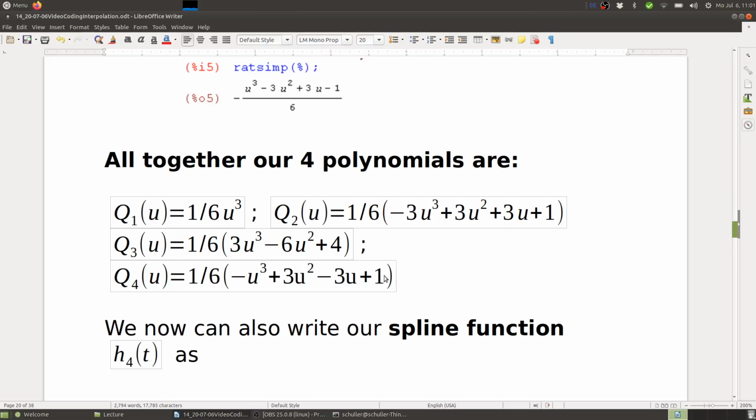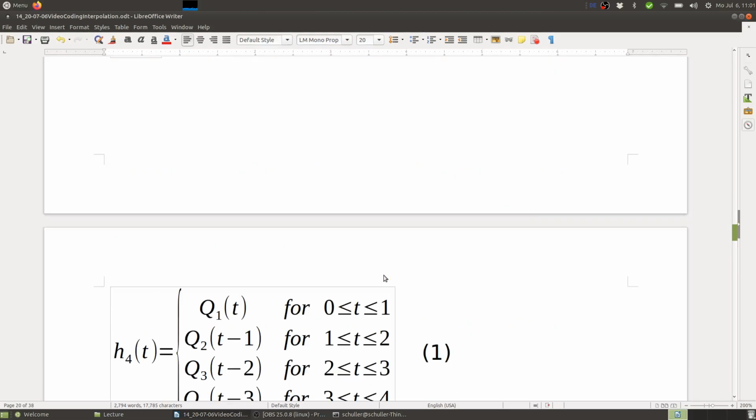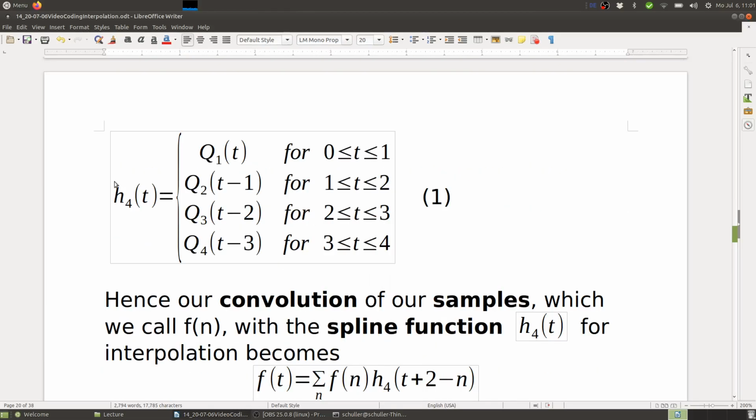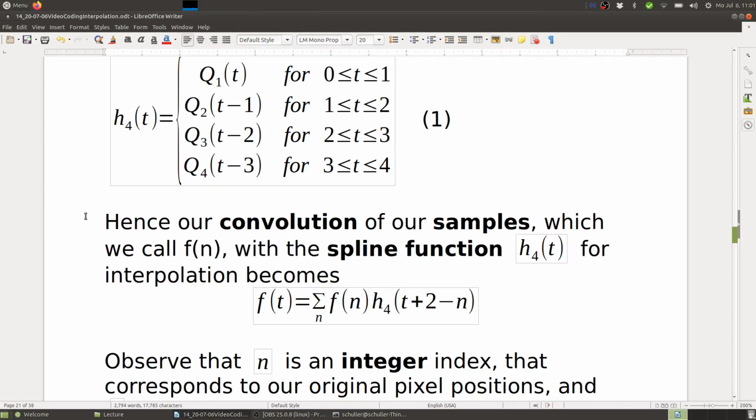So now we are basically done with our spline function. It's a collection of 4 polynomials, one for each interval, right? Q1 to Q4. And that also means our convolution of our samples, which we call f of n, which are on the integer x values, and the convolution of these samples with the spline function h4 for the interpolation becomes now this sum here. Right? So this is our convolution sum.